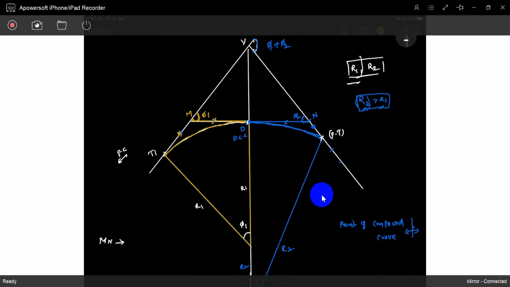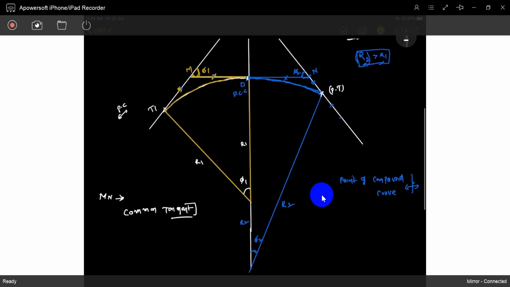What is that? M and N is what? M and N is the common tangent. Are you understood? This is a common tangent. M and N, common tangents.